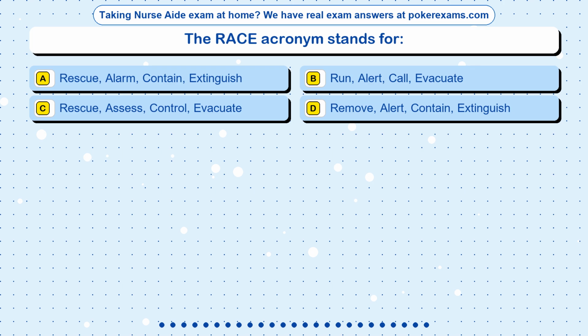Question 2. The RACE acronym stands for: Option A, rescue, alarm, contain, extinguish. Option B, run, alert, call, evacuate. Option C, rescue, assess, control, evacuate. Option D, remove, alert, contain, extinguish.